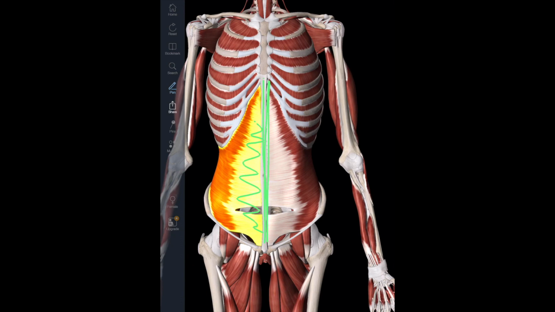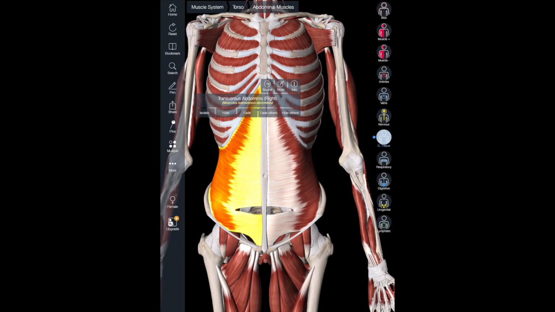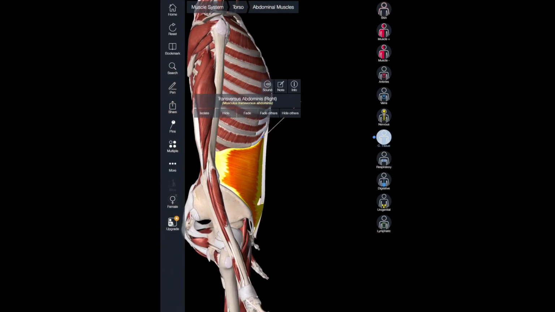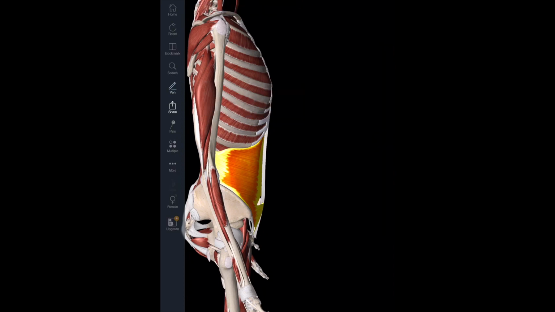So what is the action of transversus abdominis? I already alluded to it when we were talking about rectus abdominis. If the fibers of transversus abdominis completely relax and lengthen as much as possible, they're going to lengthen out like this, and we're going to get this, which is like if you take a deep abdominal breath and you let your belly expand as you take a deep breath.